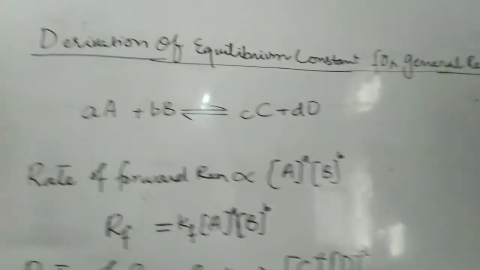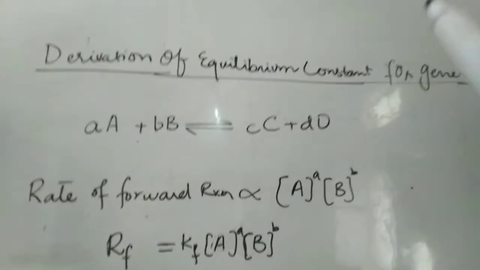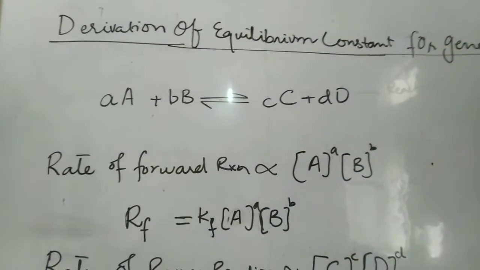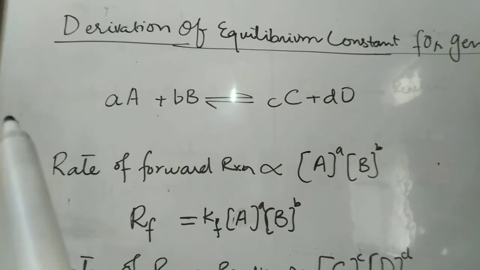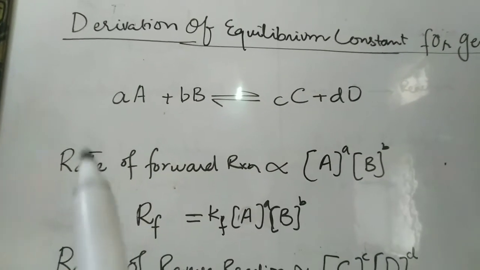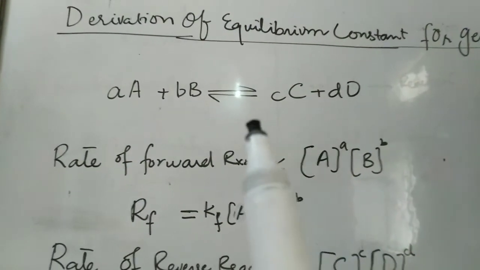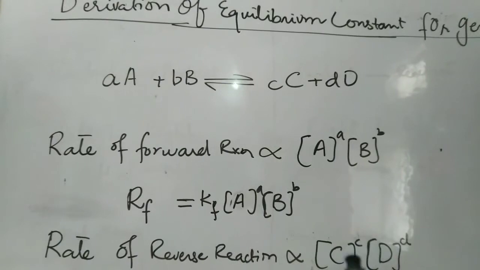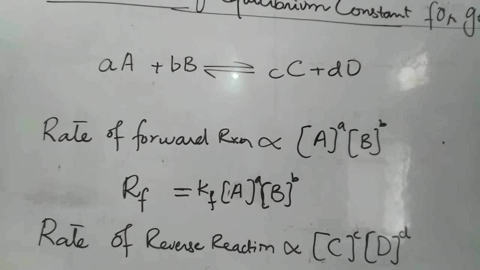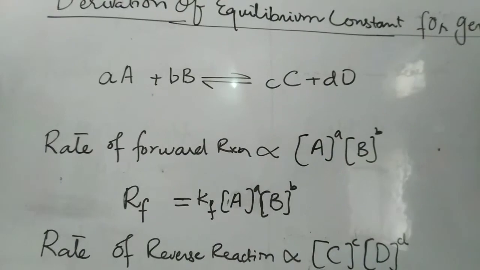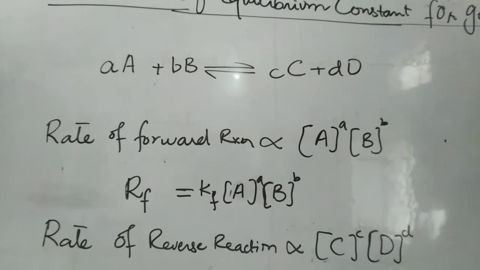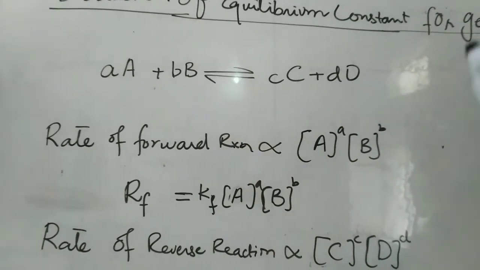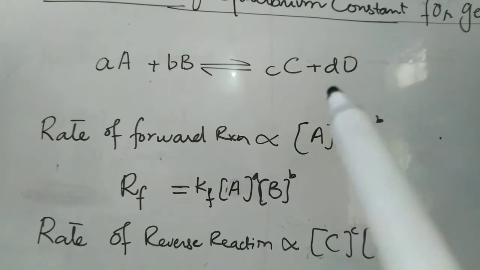For a general reaction, we have to derive the equilibrium constant. In a general reaction we have A and B which are converting into C and D. But let me tell you one thing: I have written a in small letter and b in small letter. These are the exponents. Sometimes for balancing the chemical equation we use exponents. These could be mathematical values like 2, 3, 4, 5 in a chemical reaction to balance the equation. These are converting into C and D, where the small c and small d also show the exponents.